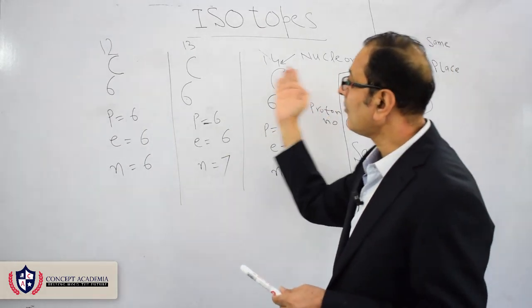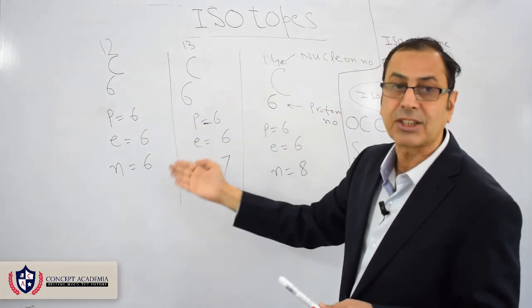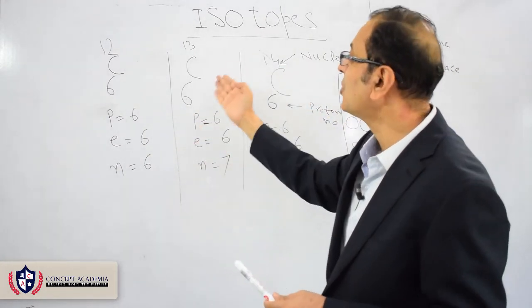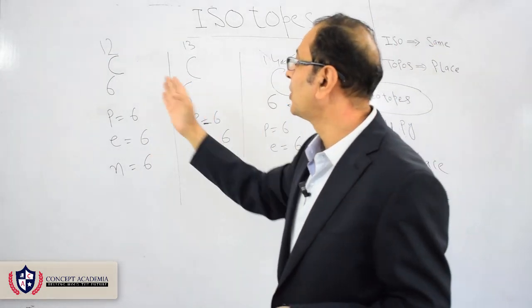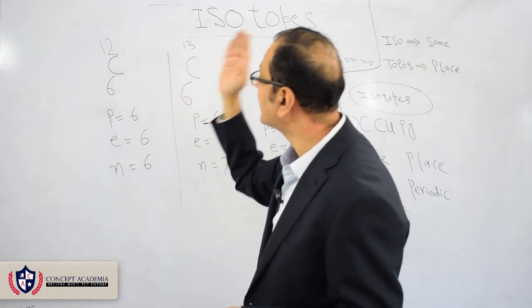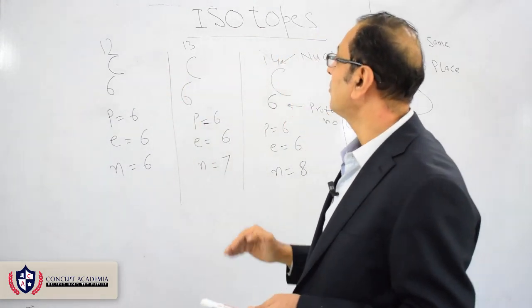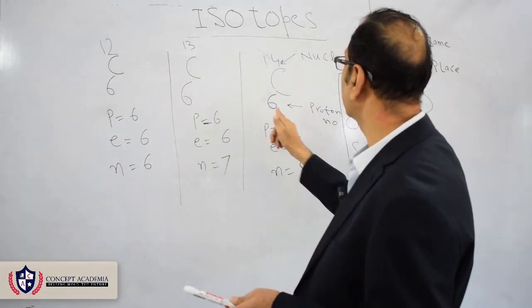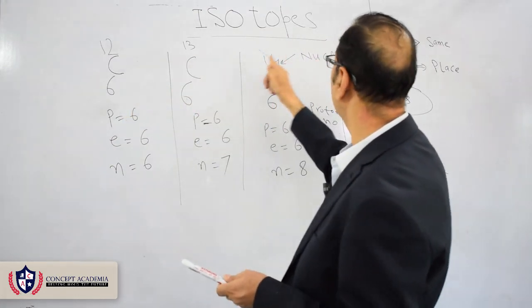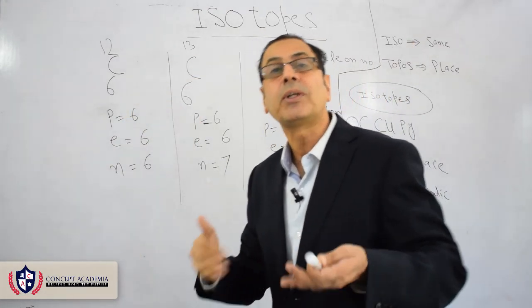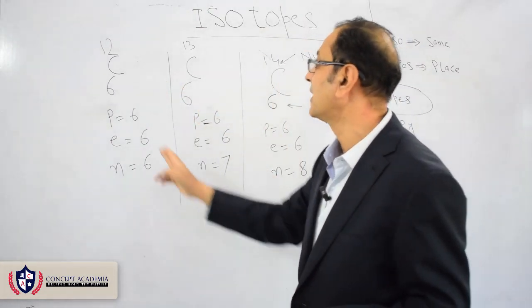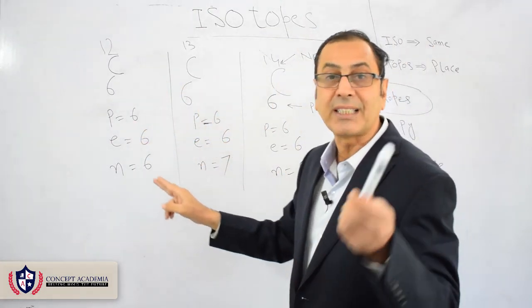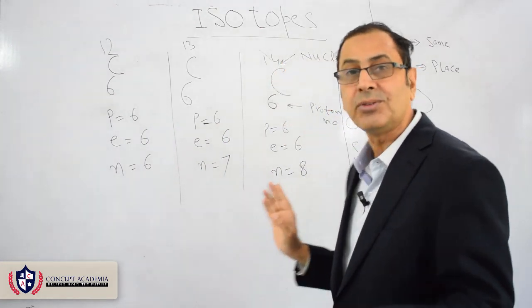So I have given you the number of protons, electrons, and neutrons for each type of carbon. They are different atoms of the same element, having the same proton number but a different number of nucleons. You can also say that they are atoms of the same element having the same proton number but a different number of neutrons.